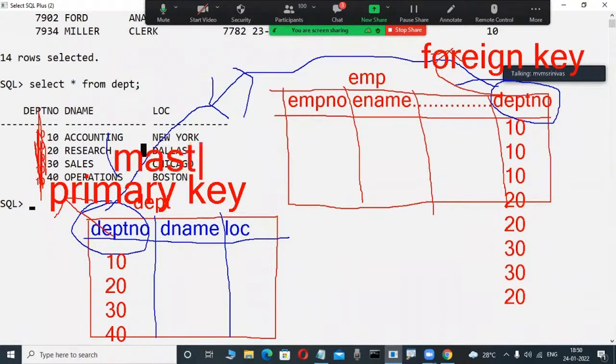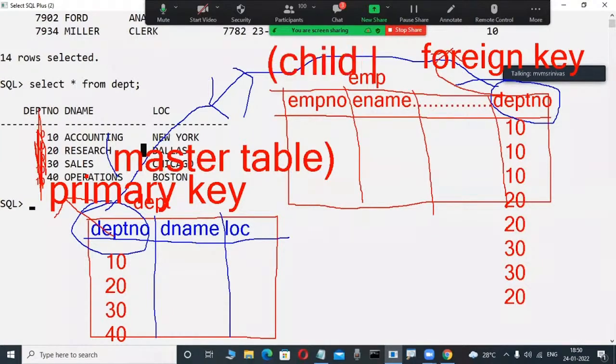Observe here, master table. This is a master table, where a primary key is available. That table is called the master table. Again, where a foreign key is available, that table is also called what? A child table or detail table. Where a foreign key is available, that table is called a child table or detail table.